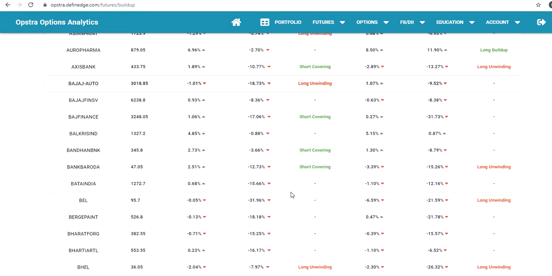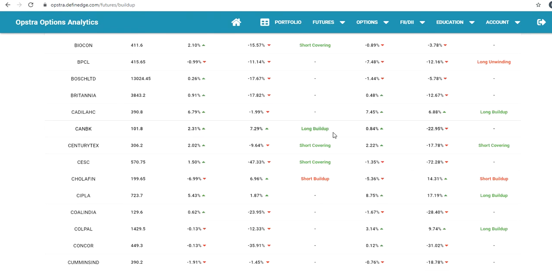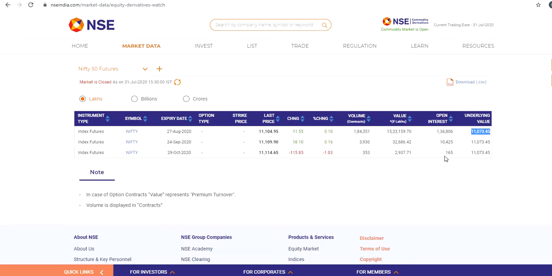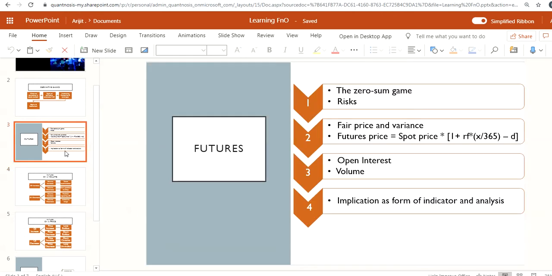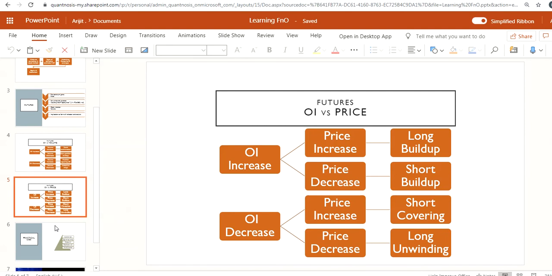Similarly, long unwinding, short covering, and there's a long build up happening, so people are buying this stock, since there is an increase in open interest and increase in price. So this way you can utilize these tools, or if you directly want to check, you can check on the NSE website itself how much price is changing, how much open interest there is, or what's the daily open interest change, and try to understand where the market is heading based on this analysis.